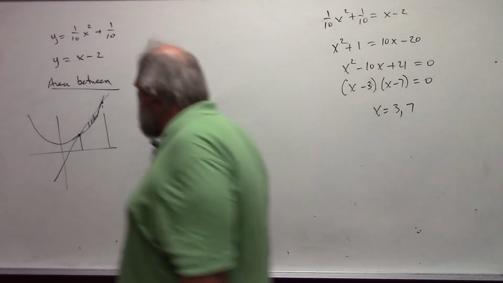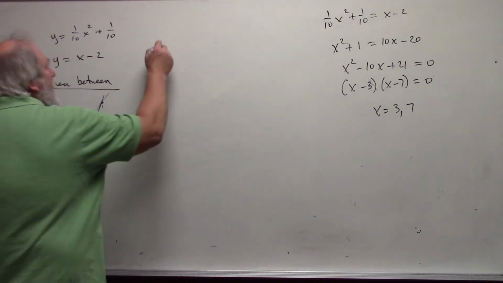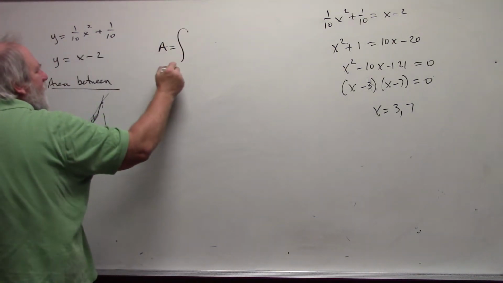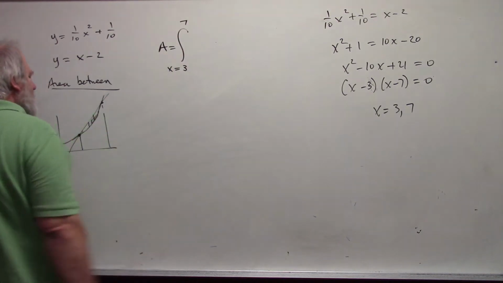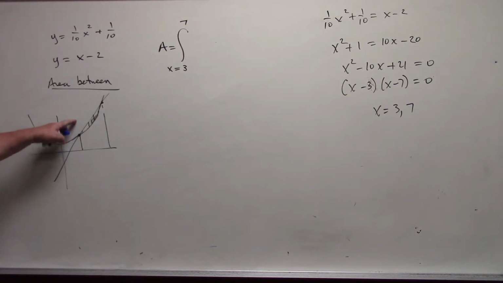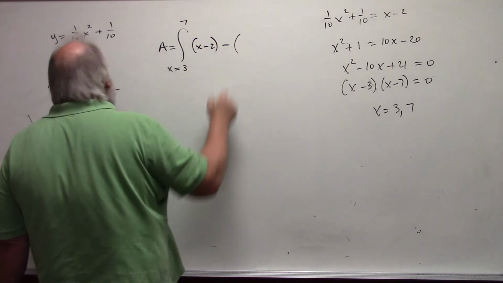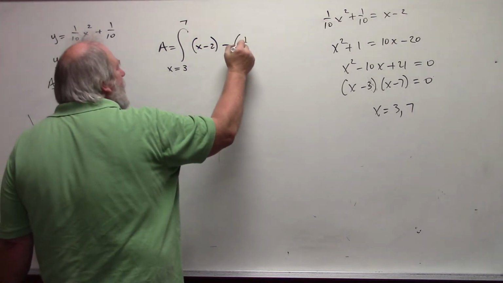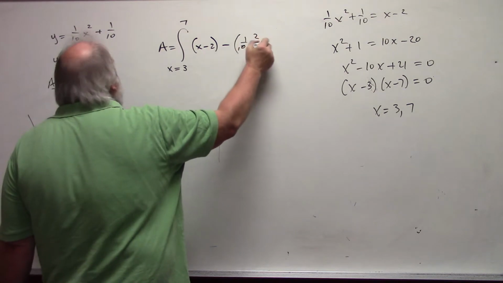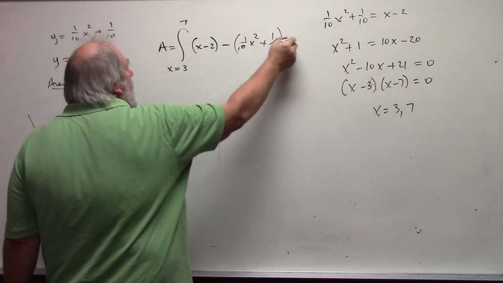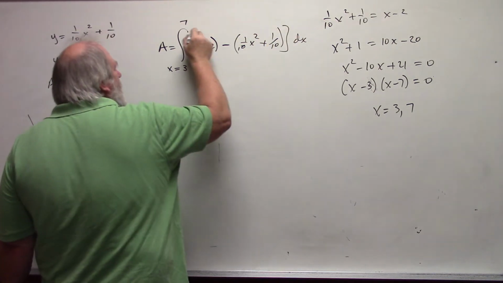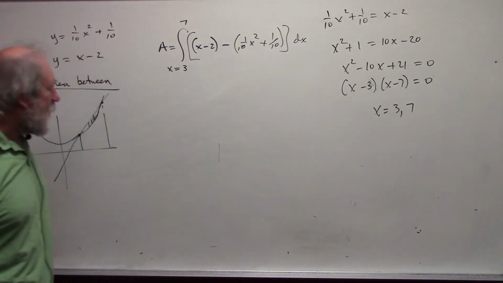And so this area then is the integral from 3 to 7 of the top function, which was the line, minus the bottom function, which was the parabola. And then we can work it out. And again, I'm not going to work this out completely.